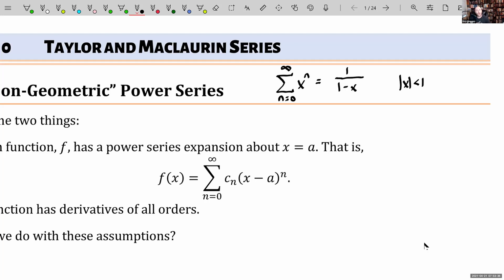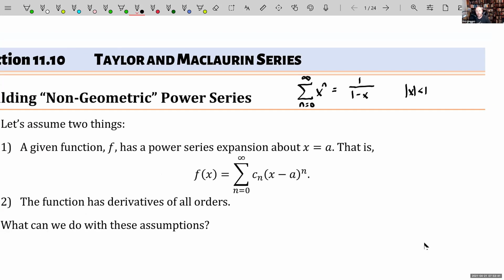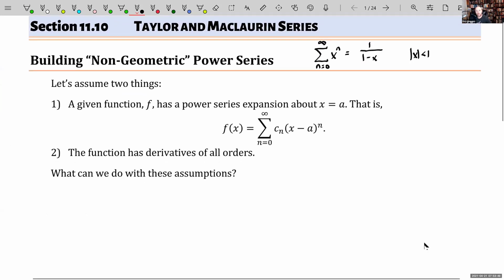Yay. But what about a power series that just is not a geometric series? What if it's something completely different? And so we are going to start that conversation now. How would you build the power series, basically, is the question.